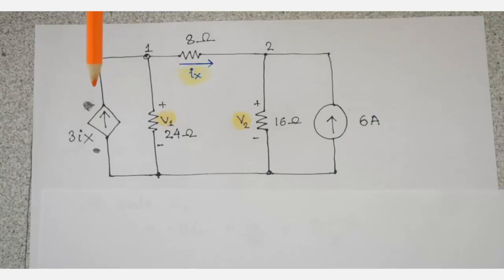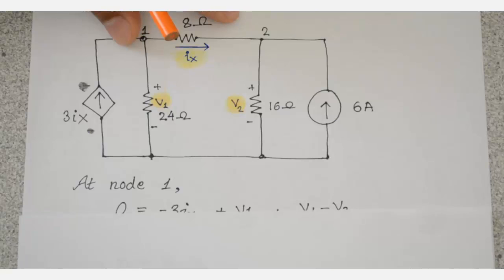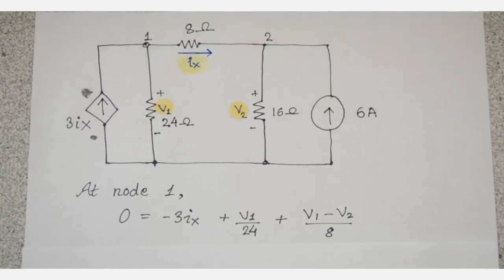As I taught you in my first video, we're basically looking at the currents that are going in and out of the node. Real quick, if we look at node 1, we have three currents: one coming in from the left, one going down through the 24 ohm resistor, and one going to the right, which is just ix. Using KCL, 0 equals minus 3ix since it is going in.